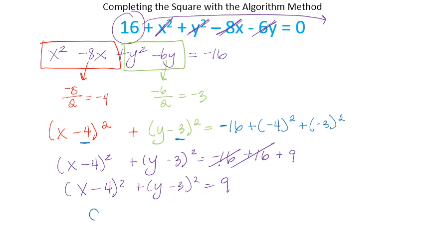Equals 9. So let's see, that makes the center of this circle at 4, 3, and the radius of the circle is the square root of 9, which is 3. So that's the other option for completing the square to figure out the center and the radius of a circle.